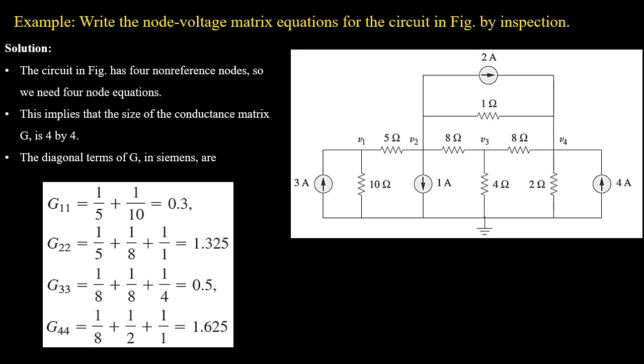Now in the given example, you have to write the node voltage matrix equation for the circuit by the inspection method. If you analyze the circuit, it has independent current sources and all the resistors are linear, so the inspection method is applicable here. Now we will find the non-reference nodes. Here we have a total of 4 non-reference nodes, so our conductance matrix will be 4 by 4.